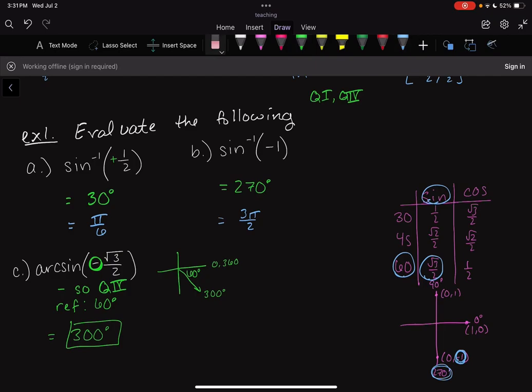If you would like to do it in radians, the reference would be pi over 3. This would be 0 or 2 pi, which can be written as 6 pi over 3. 6 pi over 3 minus pi over 3 would be 5 pi over 3. So the radians answer would be 5 pi over 3.